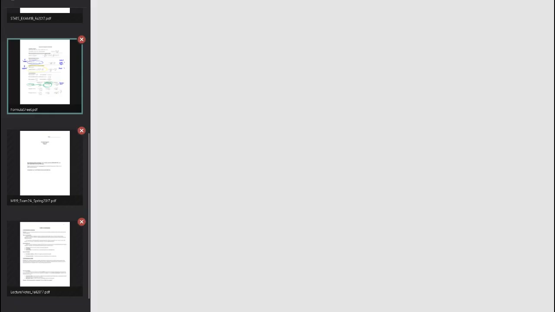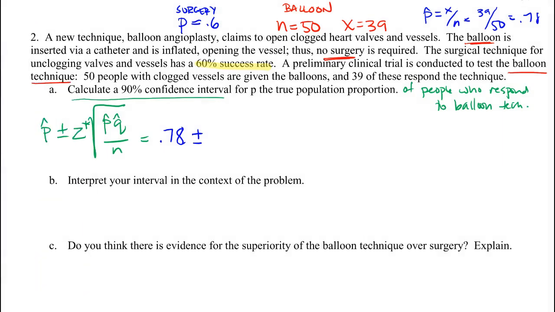So 1.64, oops, that's not what I meant to do. 1.645. I'm going to throw that in. And then we're back to other stuff. Square root, we know P hat is 0.78. Q hat is 0.22 then, just 1 minus. And this is all over my N of 50.